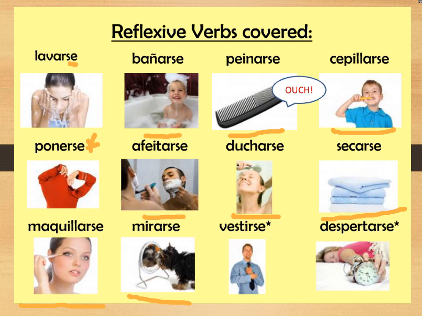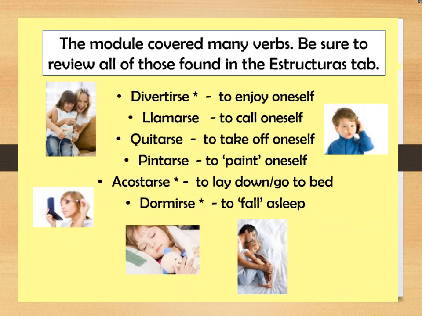Mirarse is to look at yourself. Vestirse is to get dressed. And despertarse means to wake up, to wake oneself up. Additional reflexives that you need to know. Please be mindful that there is a star by these two, as well as ponerse. Why? Because they conjugate funky, and we'll get into that in a second.